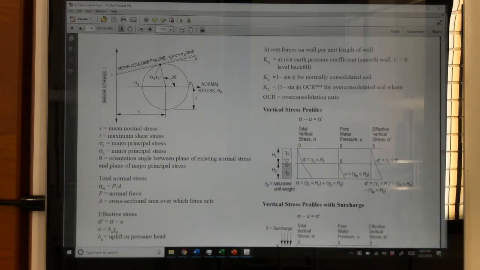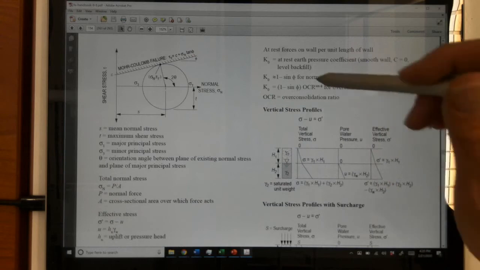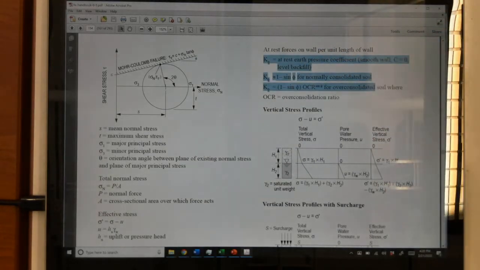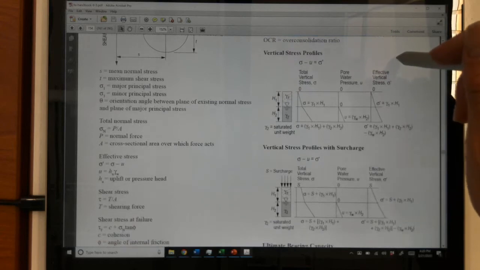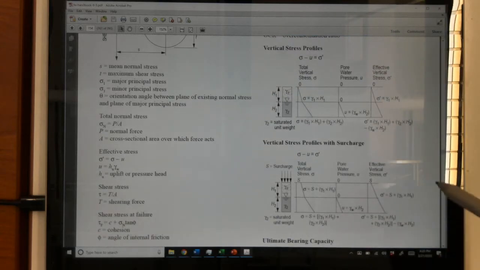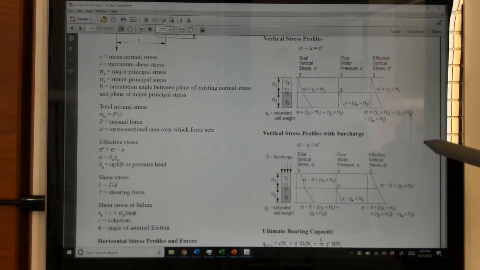So if it's not active or passive, it's at rest, and that's those pieces here, so K naught. And that has to do with whether the soil is over-consolidated or normally consolidated. And again, I think that's something that they would have to tell you in the problem statement. So it shouldn't be that hard to know which coefficient to use in those cases.